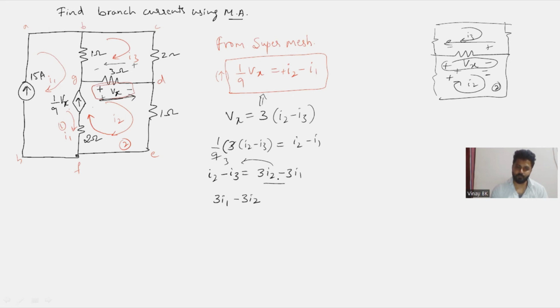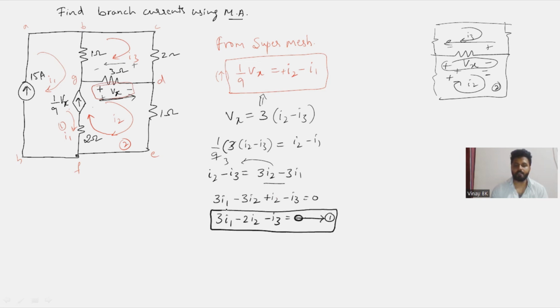Okay, plus 3I1 minus 3I2 plus I2 minus I3 equals 0. So I can write 3I1 minus 2I2 minus I3 equals 0. This is equation number 1.